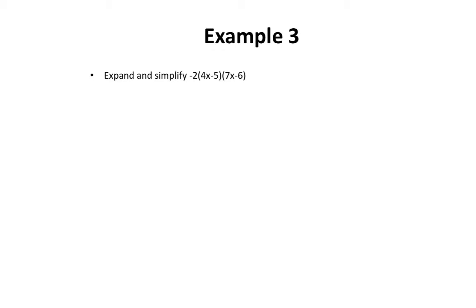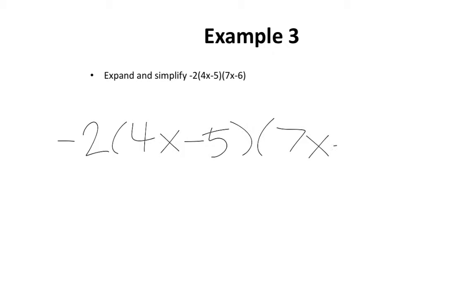In our third example, we want to expand and simplify negative 2 multiplied by 4x minus 5 multiplied by 7x minus 6. This question is a little bit different than our previous questions, but we're going to attack it in a similar fashion. Again, the first thing you want to do is rewrite the question. Negative 2 multiplied by 4x minus 5 multiplied by 7x minus 6.